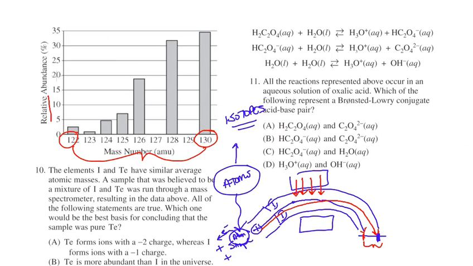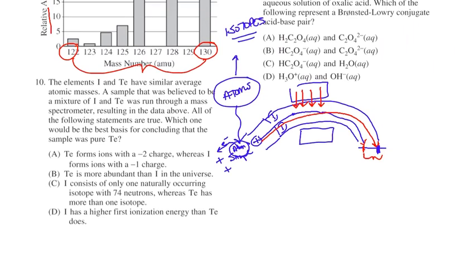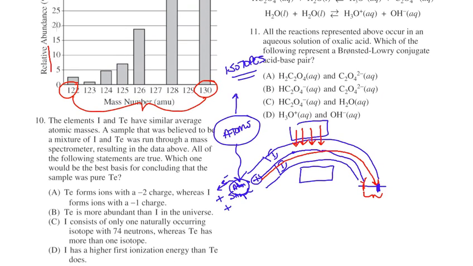So back to the question, the elements I and Te have similar average atomic masses, and that's true. If you go to your reference table, you will see iodine and tellurium are both very similar. Tellurium, Te, has an atomic mass of 127.60, and iodine is equal to 126.91. So they're very similar.